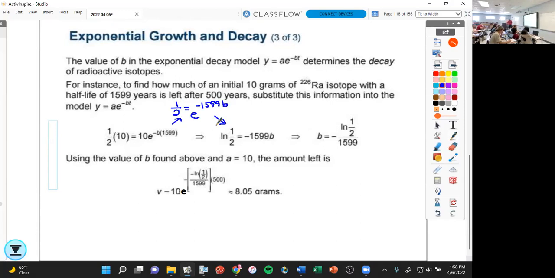We can now use this formula to answer questions here. So using the value of b found above and the amount left is y equals 10 times e to the power of negative natural log of 1/2 divided by 1,599 times 500. All of that is your exponent. And this is all typed into your calculator. And you get 8.05 grams. Okay. It's just grabbing a formula and plugging numbers in. That's all it is.